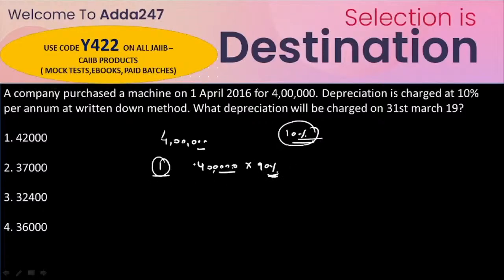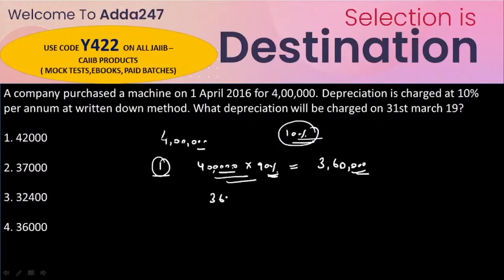Now the machine value would be 4 lakh into 90%. So that would be equal to 3 lakh 60,000 rupees, isn't it? Same thing. So in this step, we do not need to just subtract. We do not need to find out the depreciated amount. So this is a very shortcut way to solve these kinds of questions in the exam.